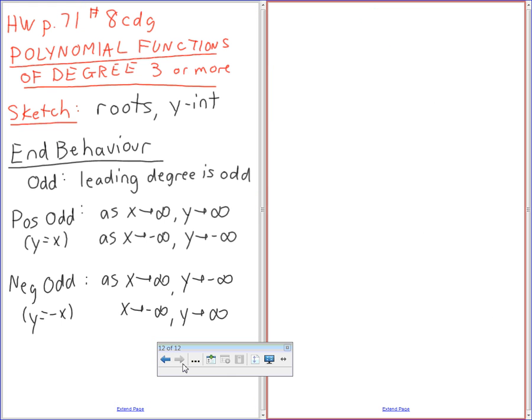I do this quick because we're running low on time here. For a positive even, think of that like y equals x squared. As x approaches infinity, y approaches infinity. As x approaches negative infinity, y approaches infinity. Negative even. This is all coming back to people, I hope.